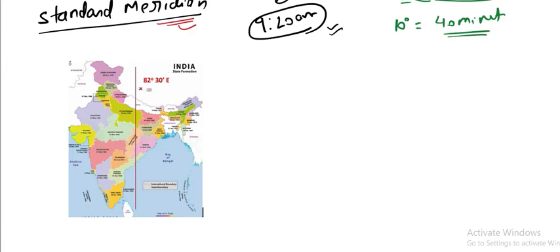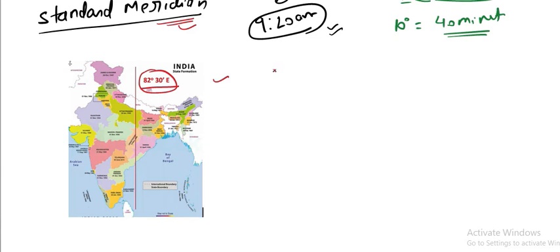In case of India, it is 82.5 degree east, the line which passes through Uttar Pradesh, Madhya Pradesh, Chhattisgarh, Odisha and Andhra Pradesh. This line is used for determining the standard time of India. Right, so this is the standard meridian. So the whole of India has a single time, which is based on this 82.5 degree longitude.